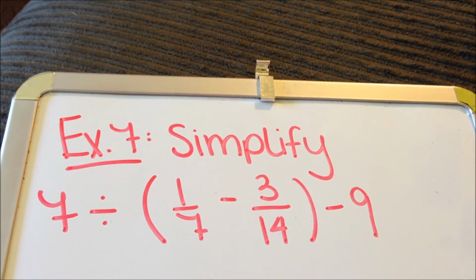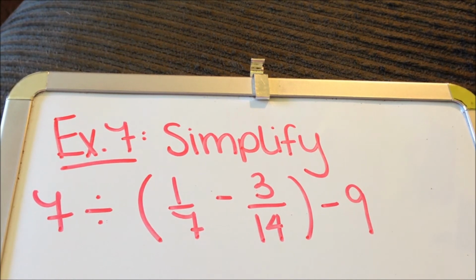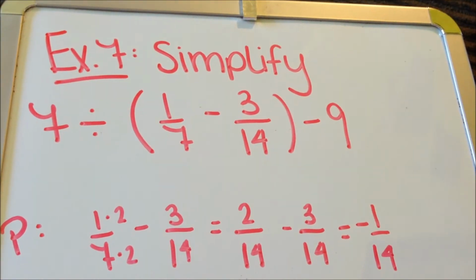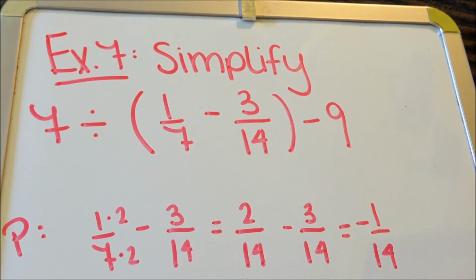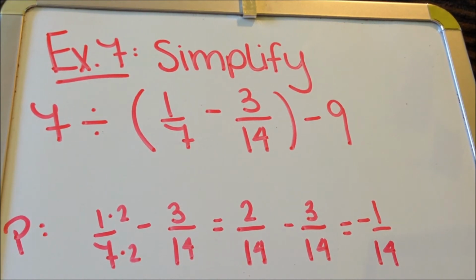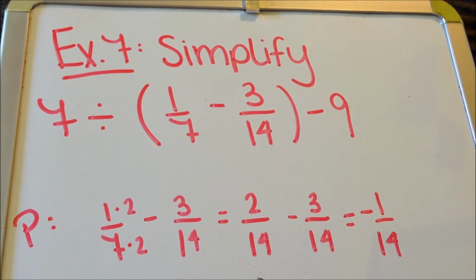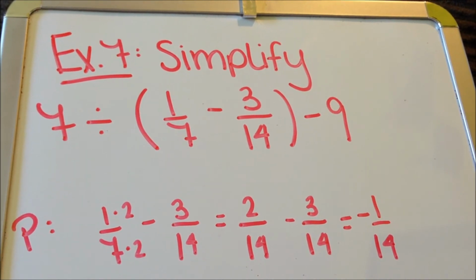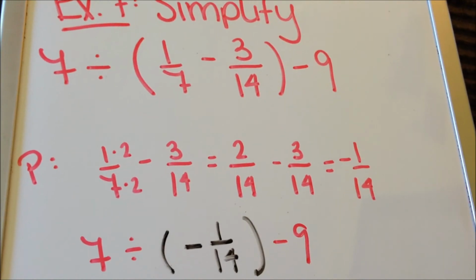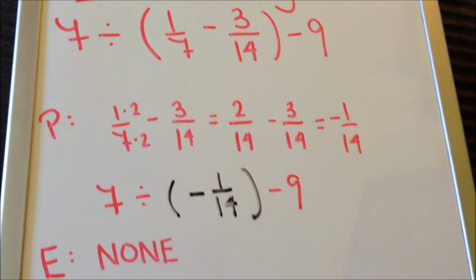And finally, example 7. Simplify 7 divided by the quantity 1/7 minus 3/14 minus 9. Step 1, parentheses. We do have 1/7 minus 3/14. Because we're subtracting and we have unlike denominators, we have to find the LCD, which is 14. Our equivalent fractions are 2/14 minus 3/14. When we subtract, we get negative 1/14. So at this point, we have 7 divided by negative 1/14 minus 9.